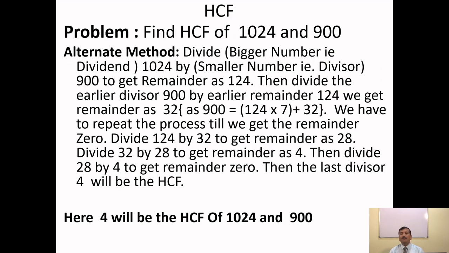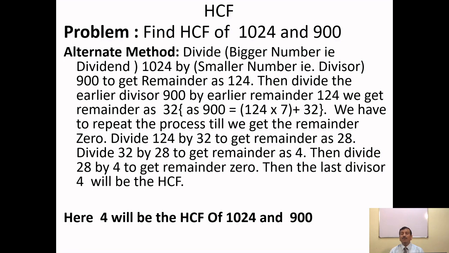Find the HCF of 1024 and 900. Divide the bigger number, that is the dividend 1024, by the smaller number, the divisor 900, to get the remainder 124. Then divide the earlier divisor 900 by the earlier remainder 124, we get remainder as 32, because 900 is 124 into 7 plus 32. We have to repeat this process till we get the remainder 0.